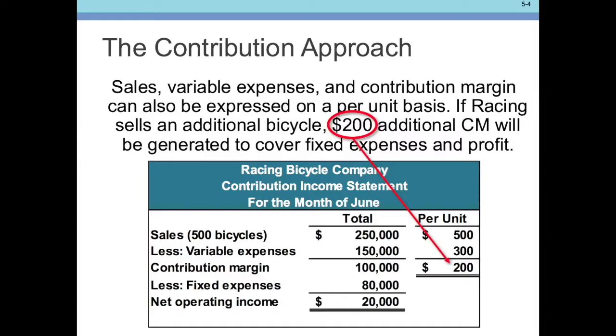So how did we get that? Well, we took the bicycle sales, 500 bicycles, at $250,000, which means they're sold at $500 per unit. The variable expenses were $150,000, and on a per unit basis, 150,000 divided by 500 bicycles is $300 per unit. So the per unit costs are sales of 500 minus 300, a contribution margin of $200 per bicycle. So each bicycle throws $200 towards fixed costs.